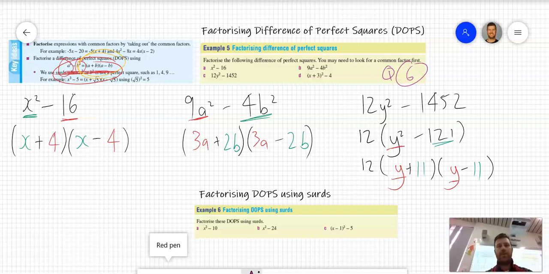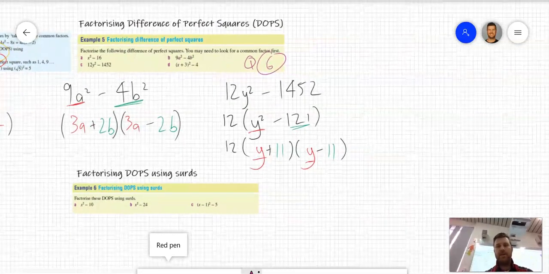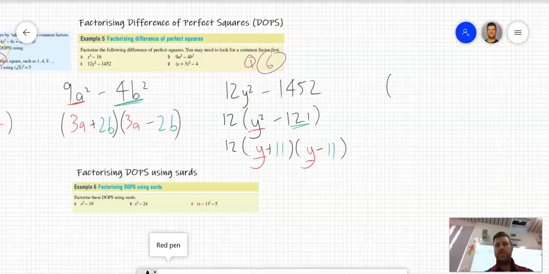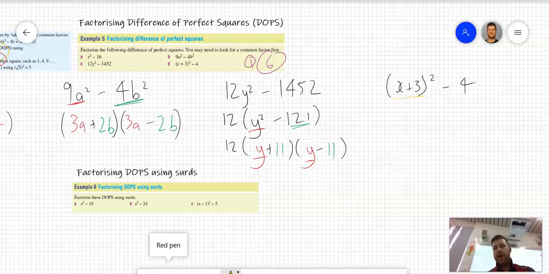Last example I'm going to do with this one is example D, which is (x + 3) all squared, take 4. Now, this is basically two terms: (x + 3) all squared and 4. And they're both square terms because x + 3 is essentially x + 3 times x + 3. So the square root of (x + 3) all squared is actually, I know this sounds a little bit confusing, just x + 3. And that goes at the front of both brackets, alright?